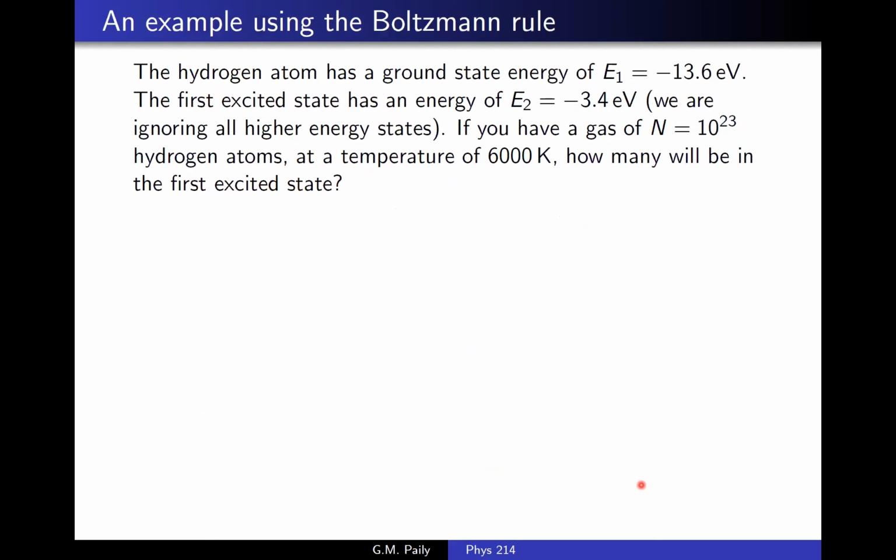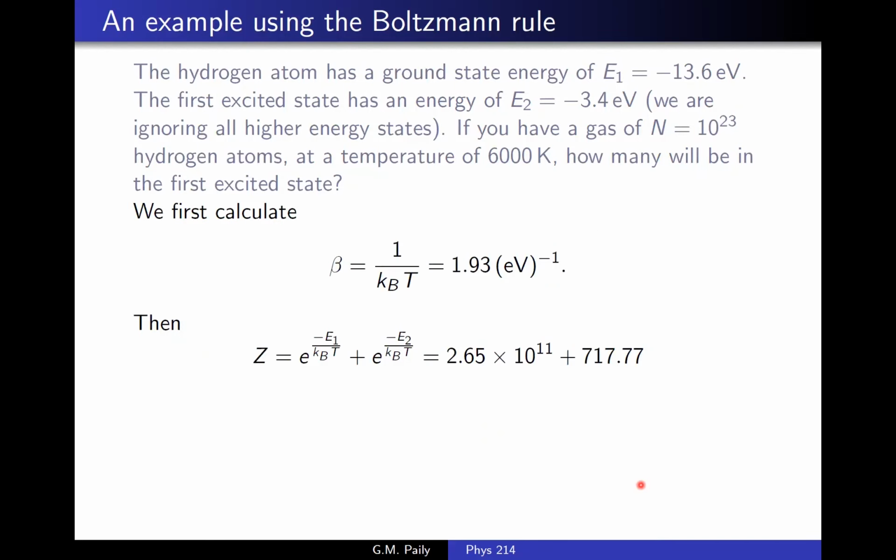Let's do an example. The hydrogen atom has a ground state energy of E1, which is negative 13.6 electron volts. And the first excited state is E2, which is negative 3.4 electron volts. And we're going to ignore all the high energy states. If you have a gas of 10 to the 23 such hydrogen atoms, and the system as a whole is at a temperature of 6,000 Kelvin, how many will be in the first excited state?